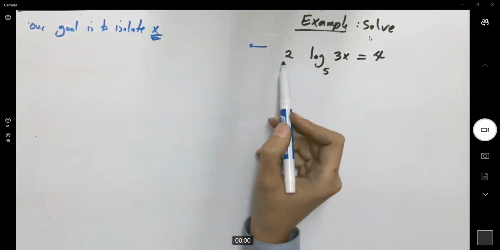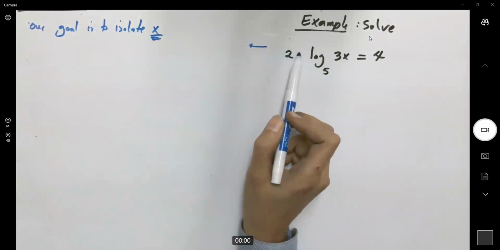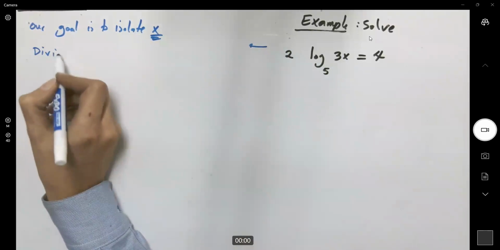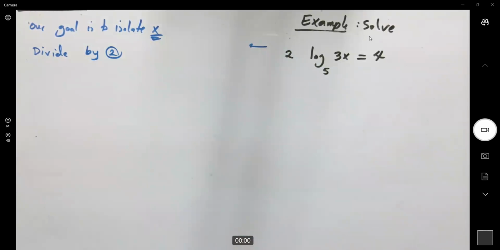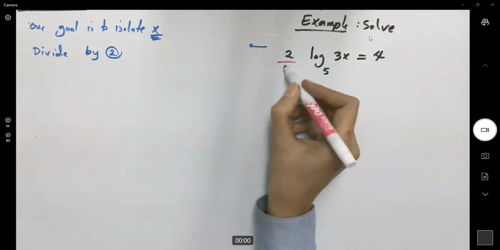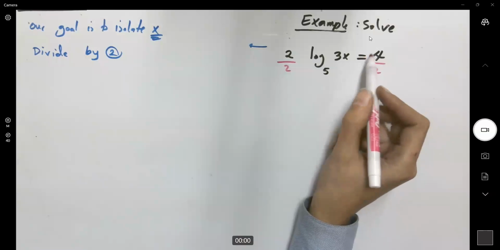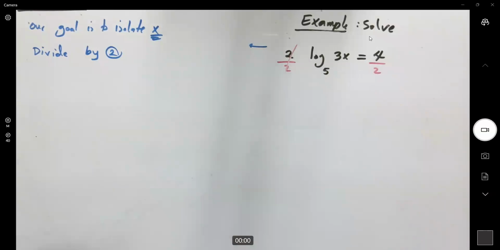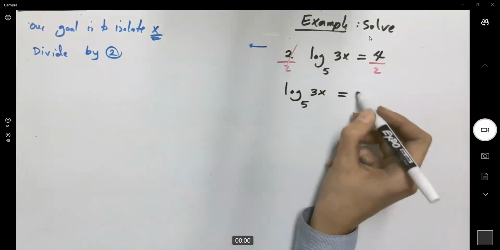To isolate x, this is log, and it has a number in front of it. First, get rid of this coefficient. So divide by 2. Since I have equality between these two, I have to do the same thing for both sides. 2 and 2 cancel out. So what's left? I have log with base 5 of the quantity 3x equals to 2.